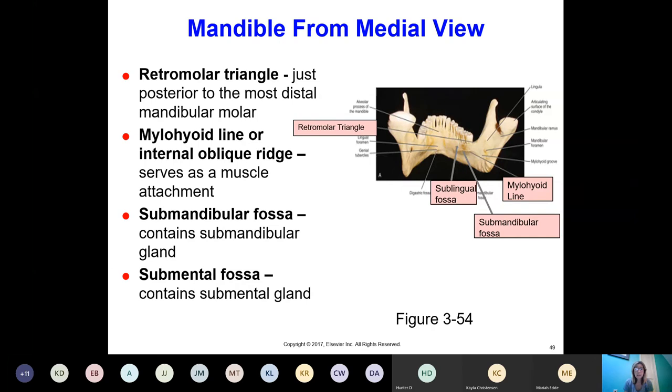Then you've got your submandibular and submental fossas. Submandibular fossa is down right about here, just below the molar area, and it houses your submandibular gland. Then you've got your submental or sublingual fossa, which is right down in the front, and it houses your submental or sublingual gland. So submandibular is back behind; submental, sublingual is closer to the front.